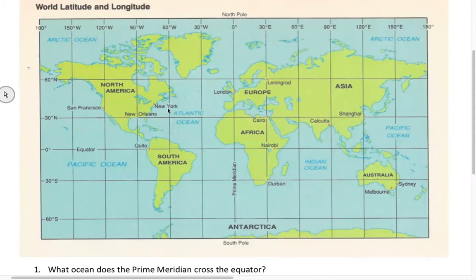Okay. Are we all in agreement? These are the latitudes, and these are the longitudes.